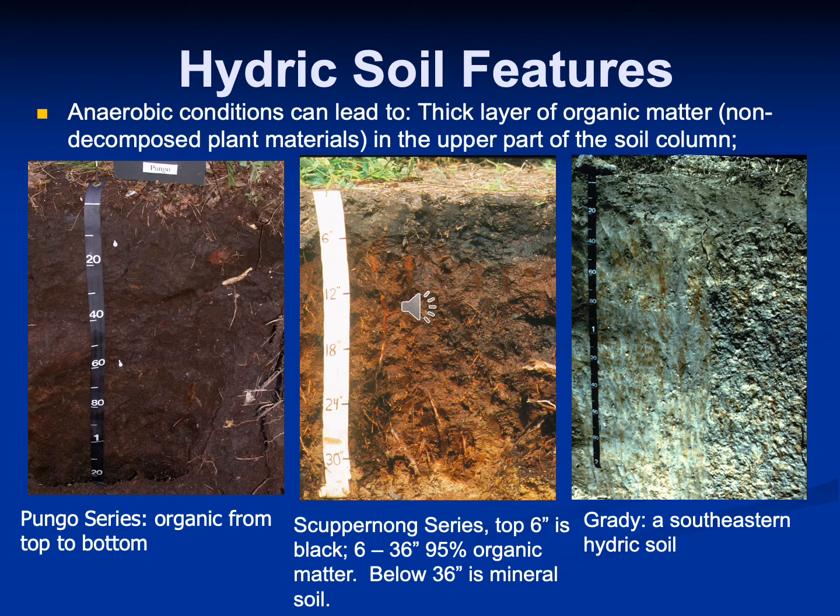So, the anaerobic condition can lead to a thick layer of organic matter in the upper part of the soil column. The picture on the left-hand side is a Fungus series soil, which has more organic matter from top to bottom, and the middle one is a soil series where the top 6 inches is black. That means the presence of organic matter. Mineral soil is found under 36 inches in this soil column. The picture on the right side is a Grady soil representing southeastern hydric soil with concretion and depleted matrix. You will find more information about concretion in the later slides.